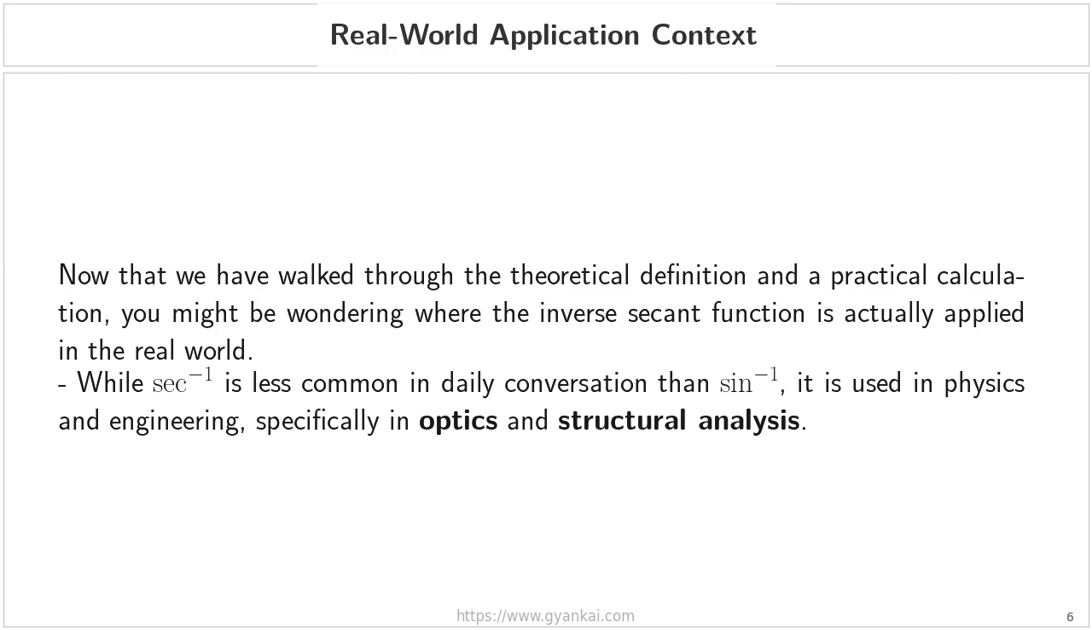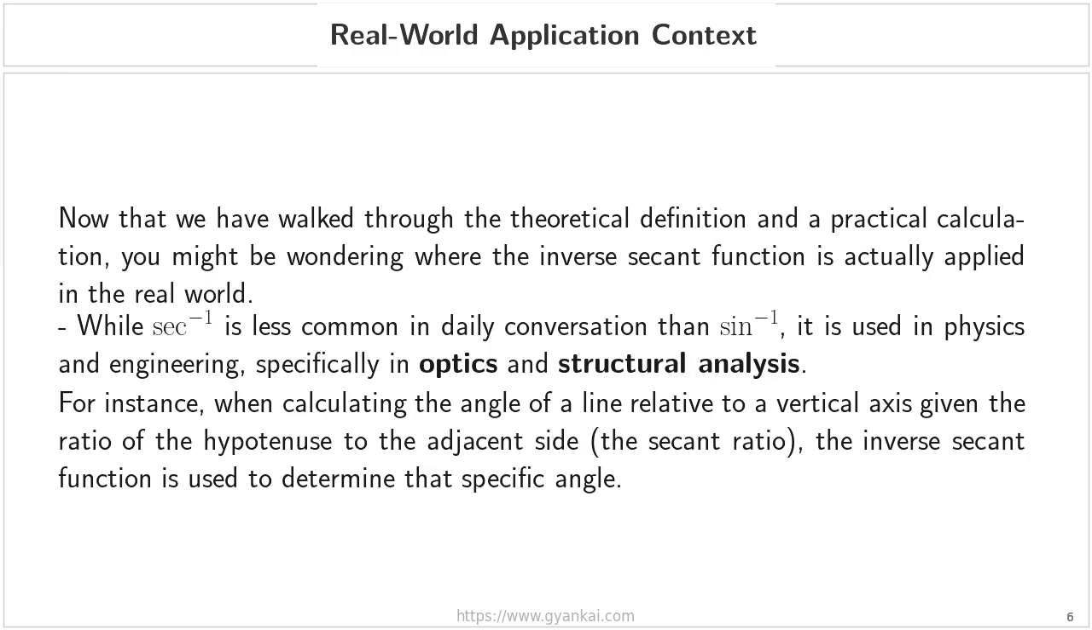of various builds. To give you a concrete example, imagine you are trying to determine the angle of a line relative to a vertical axis. If you already know the ratio of the hypotenuse to the adjacent side, which is the definition of the secant ratio, you would use the inverse secant function to work backward and find the specific angle. Understanding these applications helps us appreciate why the precise domain and range restrictions we discussed in the previous slides are so important for accuracy in these technical fields. Now, before we conclude, let us move on to the next slide to discuss some common mistakes students often make when working with this function.